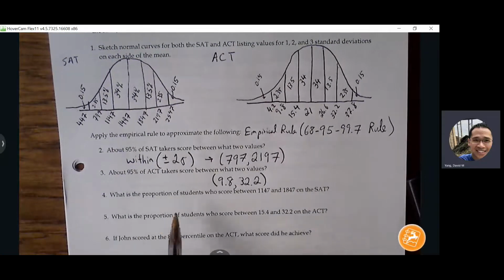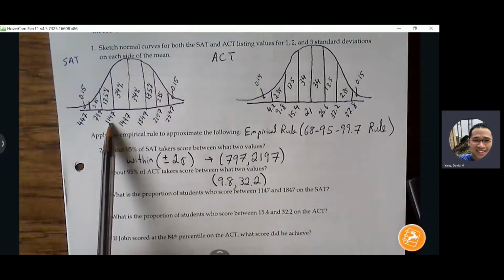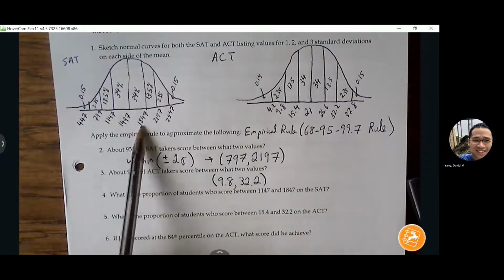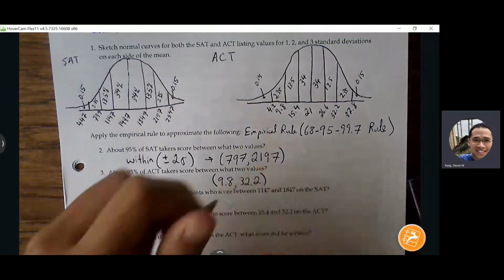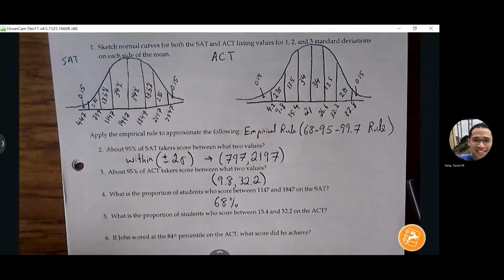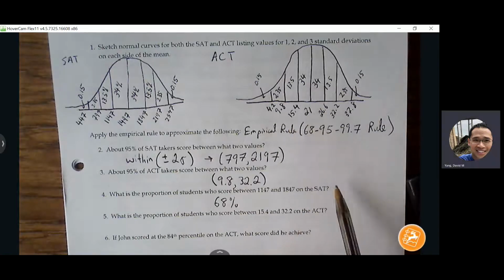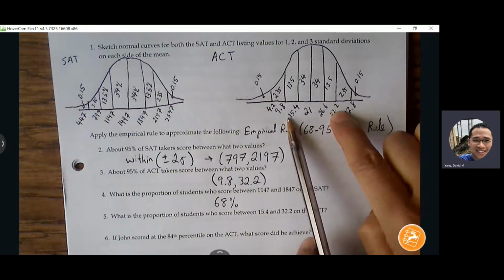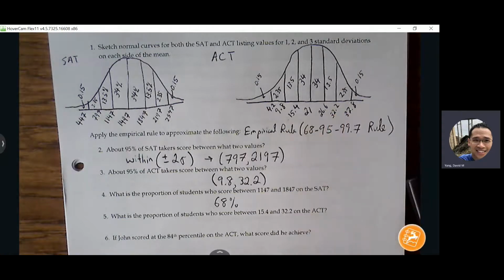Okay, what's the proportion of students who score between 1147 and 1847? What's that going to be? Percent. 68, yep. Between 15.4 and 32.2, we just add up all those percentages in between. 68 plus 13.5.